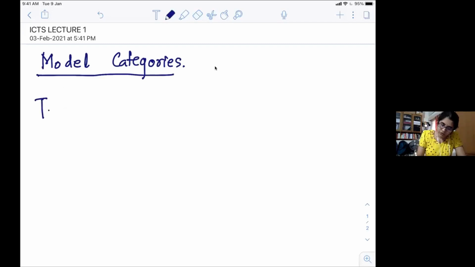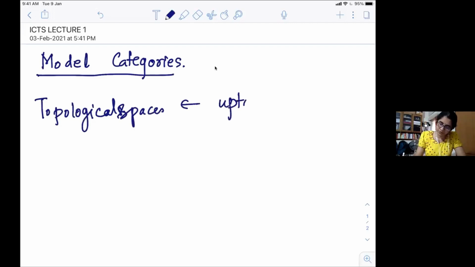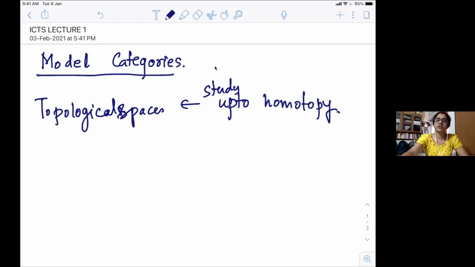Okay. So for topological spaces, we want to really study them. We want to study topological spaces up to homotopy. Okay, we want to study them up to homotopy. Which means that if two spaces are homotopy equivalent, we don't really want to be distinguishing between them. All right. So one thing we can always do is, so if this is my category of topological spaces, so maps are continuous functions. All right.